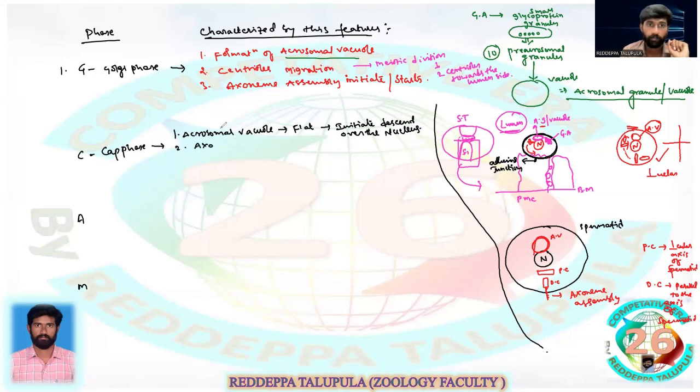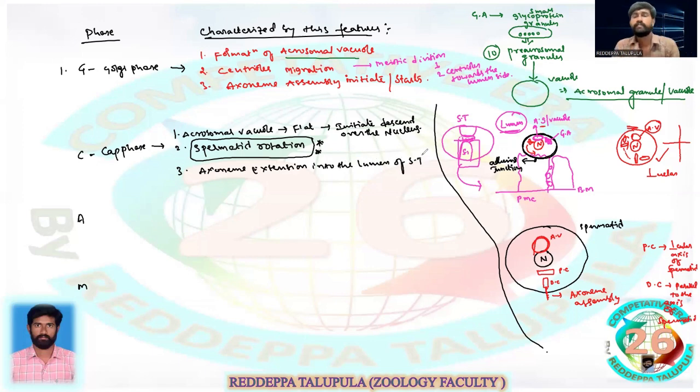Second key event: spermatid rotation. Very, very important. Spermatid rotation is another key event. And the third event, axoneme extension into the lumen of the seminiferous tube. These three are the key events. Whatever was discussed in the Golgi phase will be promoted or discarded in the cap phase, acrosomal phase or maturation phase.